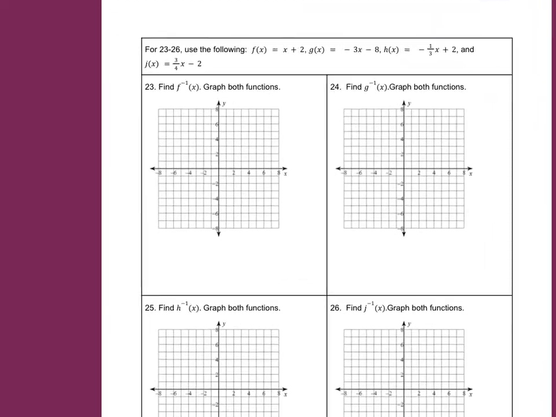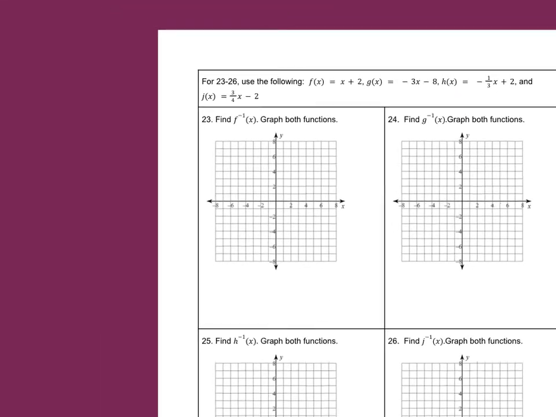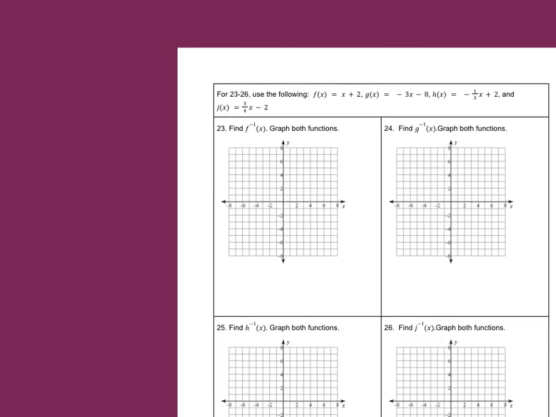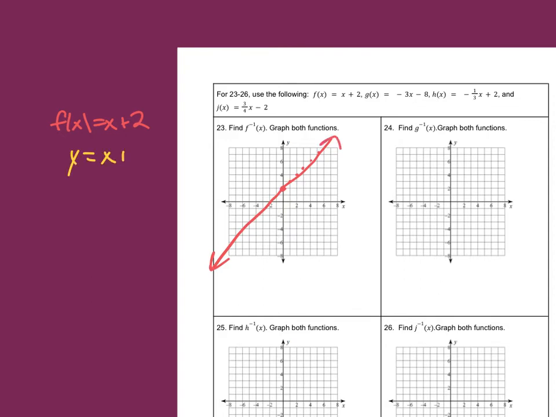All right, next up we've got inverses. So these are where we graph both functions, okay? First thing we do, write out the function and graph it. So f of x is x plus 2. Graph that. 2 with a slope of 1. Okay, that's not beautiful, but that's okay. Then we change it to a y, swap x and y.